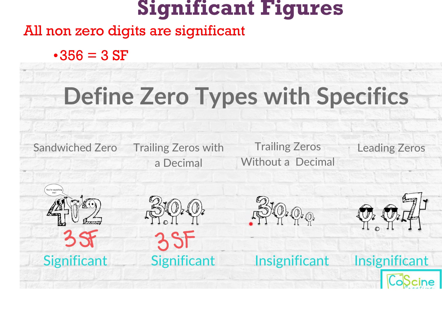Our fourth rule is trailing zeros without a decimal. Okay, so if there's no decimal point, these zeros are not significant. So then only 3 is the significant figure. So this one is only 1 significant figure.